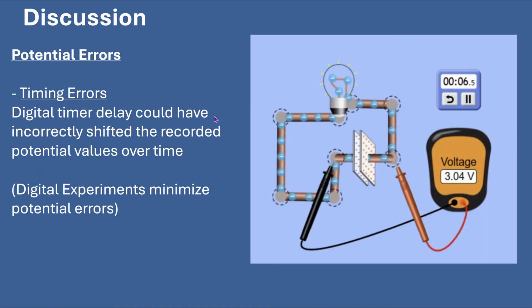Discussion. This experiment was completely digital, which minimized any potential for error. The only area that could have been affected is the digital timer readings for the capacitor's discharge electric potential over time.